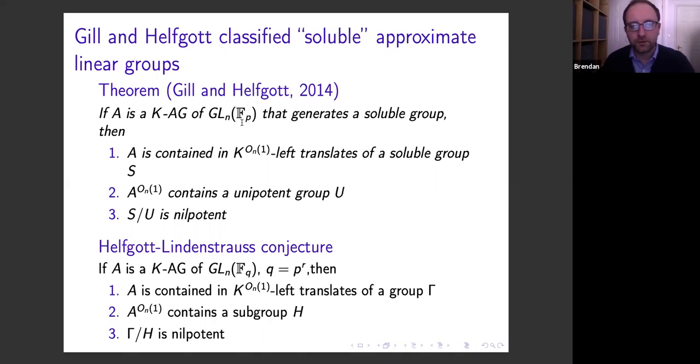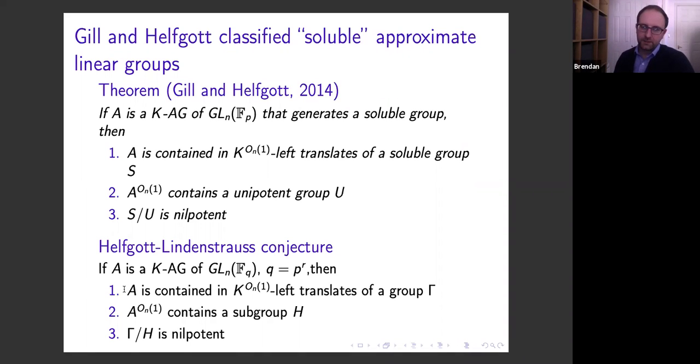But the result only works over Fp, so it still leaves open the question of what happens to soluble approximate groups over Fq, and then there's the question of putting this together with what we know about simple approximate groups to prove the structure result for all k-approximate subgroups of GLn. Okay, so there's a conjecture by Helfgott and Lindenstrauss, informally, which suggests what the structure of a general approximate subgroup of GLn over any finite field should be.